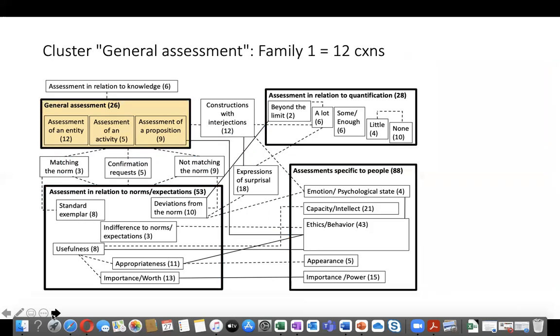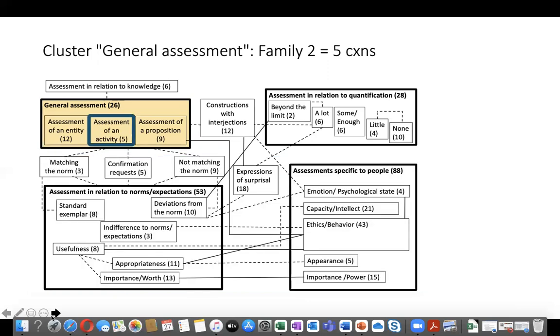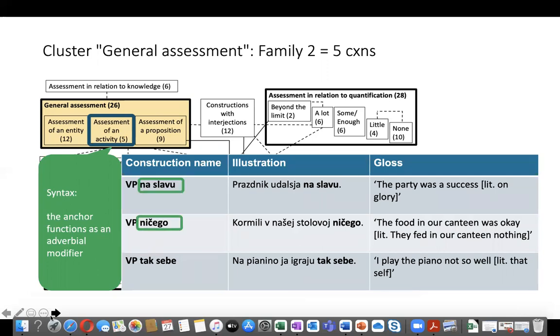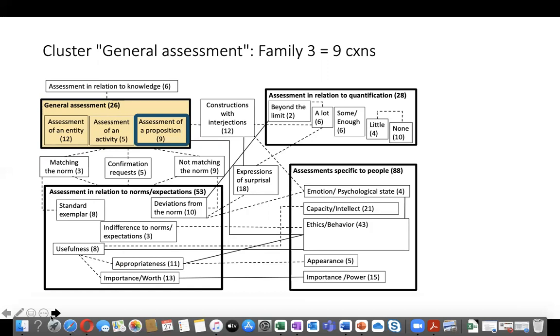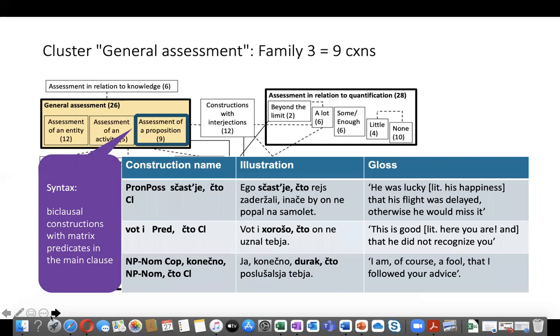General assessment is represented by 3 families. Each of them is compatible with both positive and negative polarity. First family is assessment of an entity, where the constructions mostly have predicative expressions as anchors, like ничего такой, так себе, не очень. Constructions of the second family encode assessment of an activity and have an anchor that functions as an adverbial modifier. For example, на славу, ничего, так себе. The third family consists of constructions that assess an entire proposition and represent bicausal syntactic structures with metrics predicates in the main clause, like счастье, что. Его счастье, что их задержали, he was lucky that his flight was delayed.